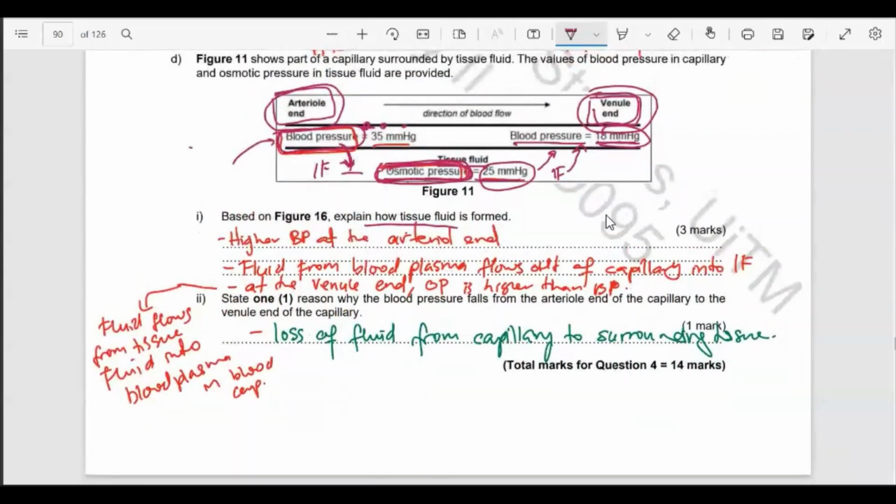Okay, so next, the last question: state one reason why the blood pressure falls from the atrial end of the capillaries to the venule end of the capillary. Kenapa blood pressure, asalnya bila dia masuk dalam blood capillaries at atrial end, the pressure is high. But as the blood flows along the capillaries to the venule end, you observe that the pressure will drop from 35 to 18. Why? Because of the loss of fluid from the capillary to the surrounding tissue.